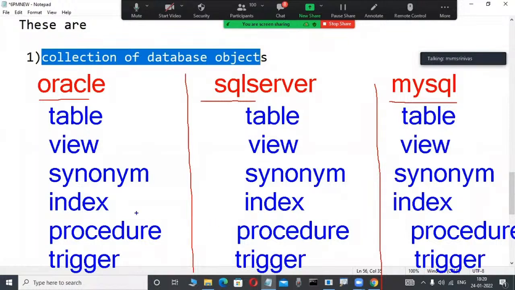But unfortunately, you are a first time newcomer, so what is the purpose? You have an idea, that is enough. Suppose, what is the purpose of a view? What is the purpose of a synonym? What is the purpose of an index? What is the purpose of a procedure? What is the purpose of a trigger?